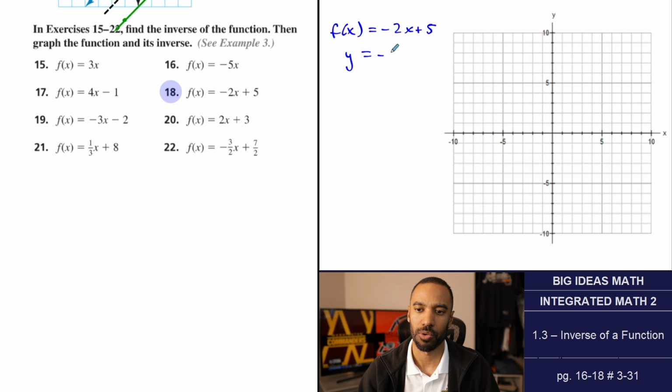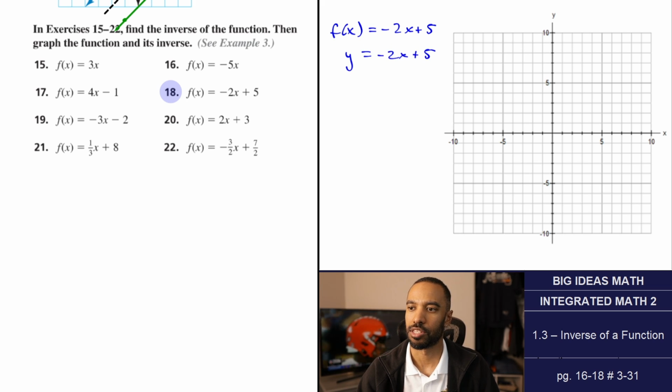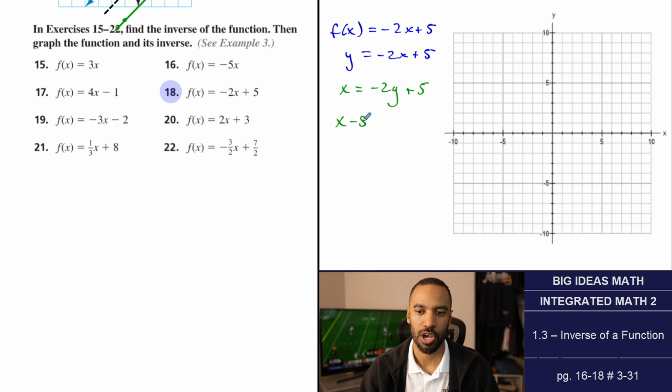Let's turn that into y. Let's swap x and y. Let's subtract 5 from both sides and solve for y. And then let's divide both sides by negative 2. Now I'll do this in multiple steps, so pay close attention to it.